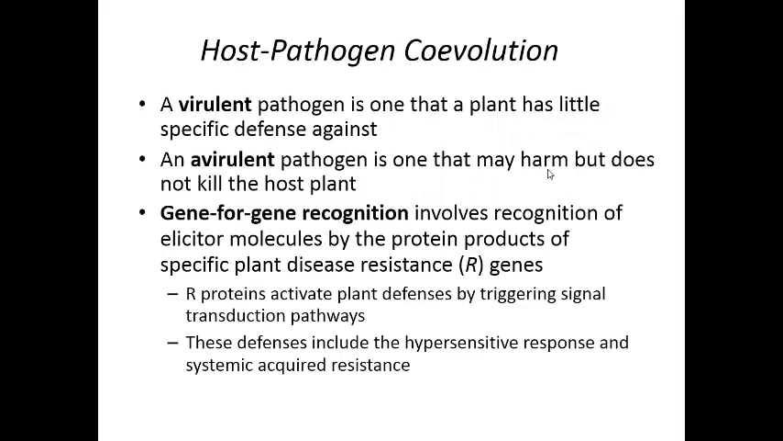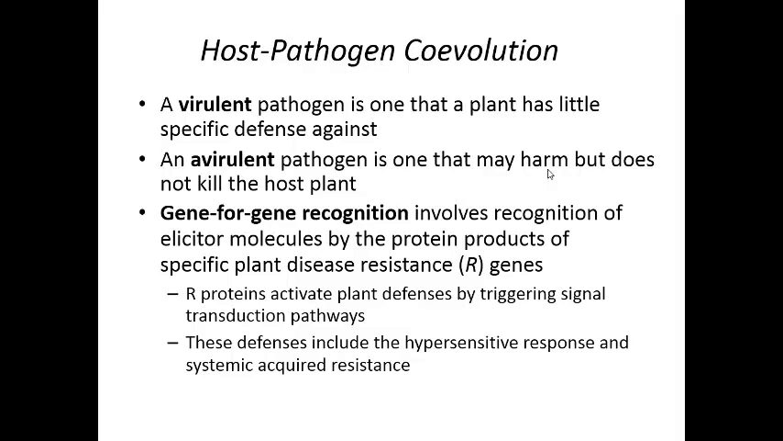There are two types of pathogens that can infect a plant. You have a virulent pathogen and an avirulent pathogen. Virulent pathogens kill the plant. The plant doesn't have much of a defense against it. Avirulent pathogens do not necessarily harm the plant. They usually harm the plant, but the plant is able to defend itself against the pathogen, and therefore it doesn't kill it as a result.